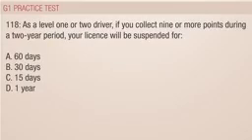Question 118. As a level 1 or 2 driver, if you collect 9 or more points during a 2-year period, your license will be suspended for A. 60 days, B. 30 days, C. 15 days, D. 1 year.